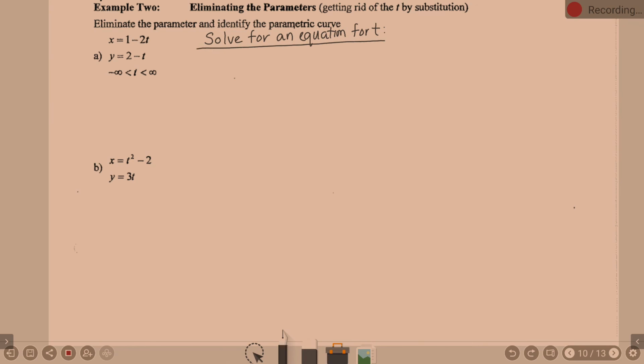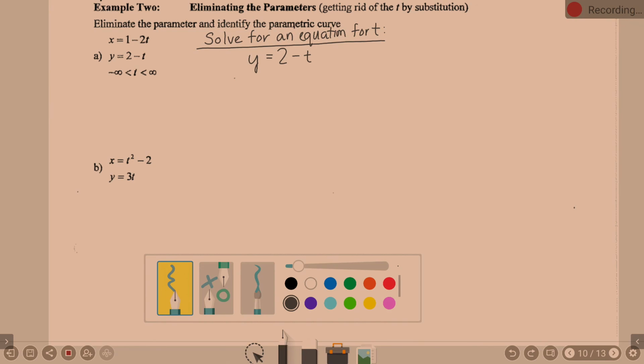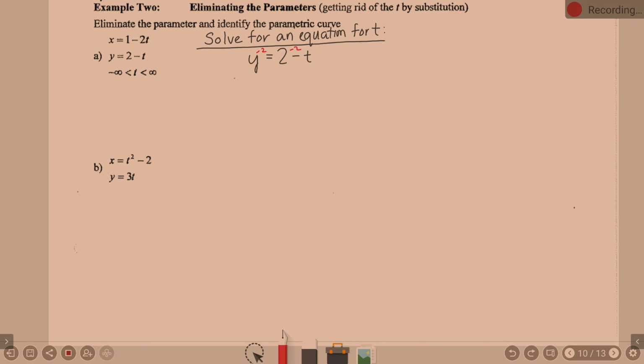Which one do you guys want to solve for t? Y. Y equals 2 minus t. How are you going to solve that for t? Subtract... oh wait, t equals y minus 2, or y plus 2. You're going to subtract the 2 to the other side. So if we subtract the 2, I'm going to have y minus 2 equals negative t, and then divide by negative 1, we'll have negative y plus 2. We'll come back to that tomorrow.